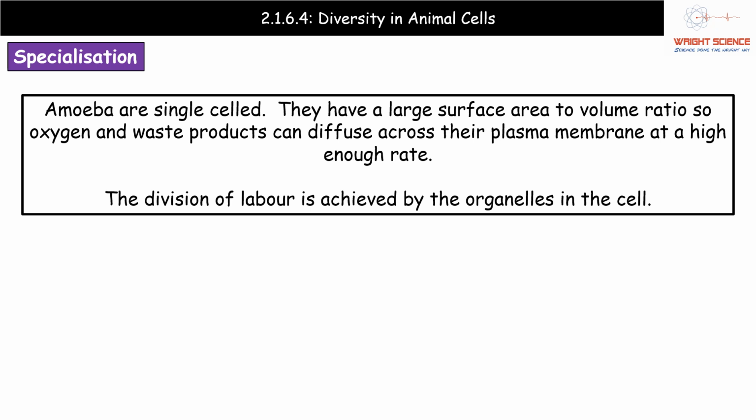Now, the reason they can exist as this single-celled organism is because they've got this very large surface area to volume ratio. And that means that diffusion alone is going to be at a fast enough rate to meet all of the demands for oxygen intake and waste product removal. The way that the amoeba can divide the labour, because it doesn't have specialised cells to do particular things, is by using those different organelles to carry out a particular role. But there are not specialised cells because there is only one cell.